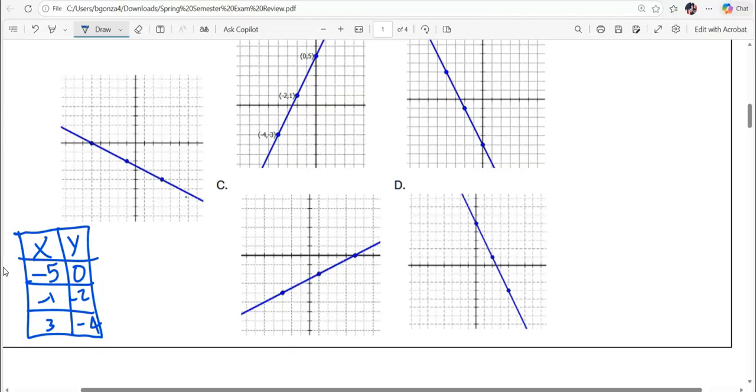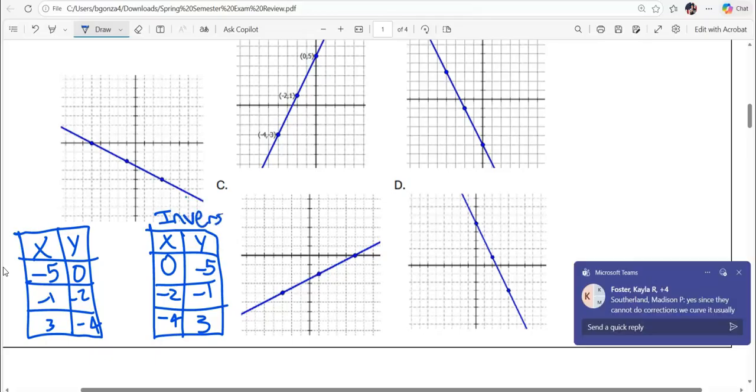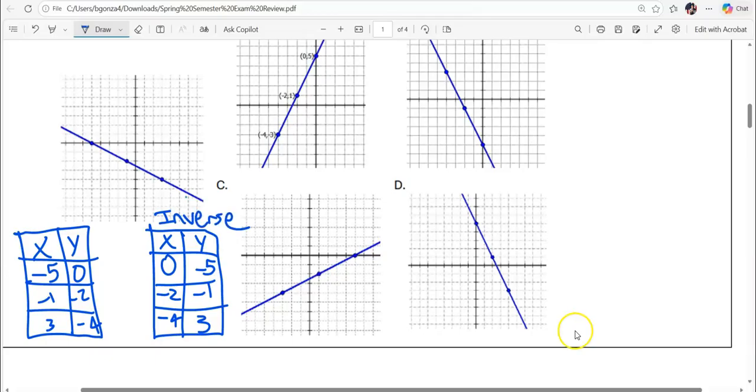All right, so the inverse. (0, negative 5) now. (Negative 1, negative 2) becomes (negative 2, negative 1). (3, negative 4) becomes (negative 4, 3). Now, this is the inverse because you switch x and y. So we find one of these graphs with its switch.